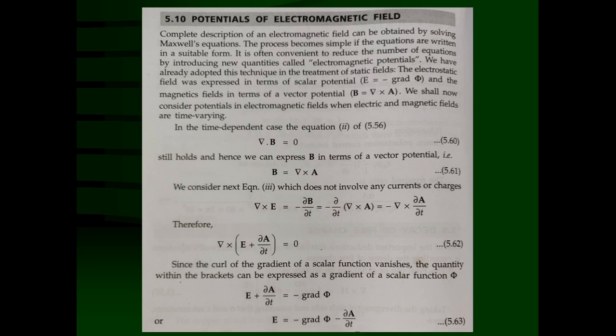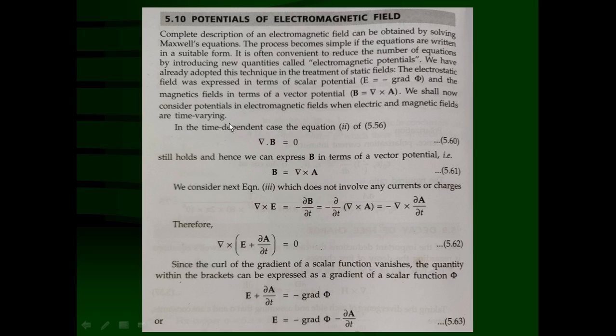Similarly, the magnetic field can be obtained by B is equal to curl of vector A. Vector A is nothing but the vector potential. Phi is a scalar potential. So this was introduced in electrostatics as well as in magnetostatics. Now the same thing we are going to take for time varying electric and magnetic fields. So let us consider the potentials in electromagnetic fields when the electric and magnetic fields are time varying.